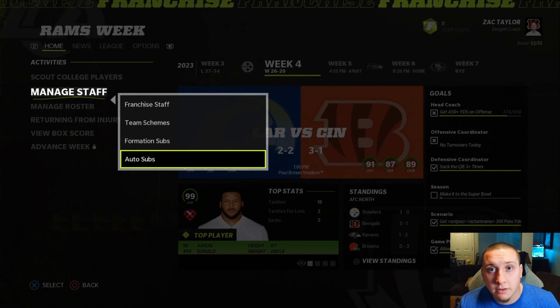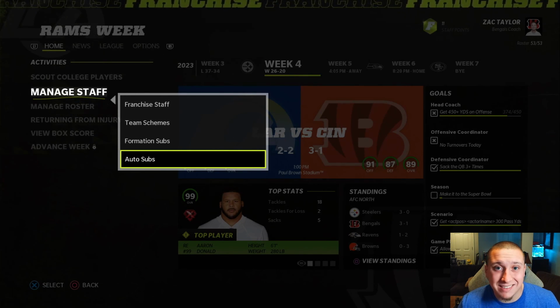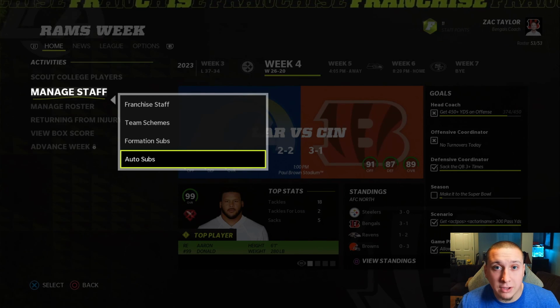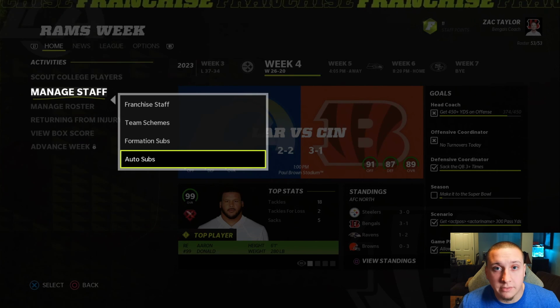So hopefully you found this video entertaining or useful in some way. Like I said, we are looking at the auto sub sliders from a different mindset now. It does say within the game that they're a frequency slider, but that does not appear to be the case within Madden 22. I have not been able to find any evidence from EA stating that they made a change or that the progressive fatigue changes the way that these sliders work and implement players coming in and out of the game.